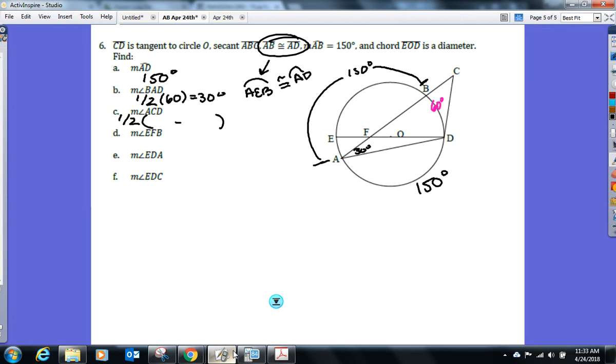What do you got for me? What's the bigger arc? 150. And how about the smaller one, Max? 60. Nice job. And we end up with a 45-degree angle. I'll put it in there. I may need it. 45 degrees.